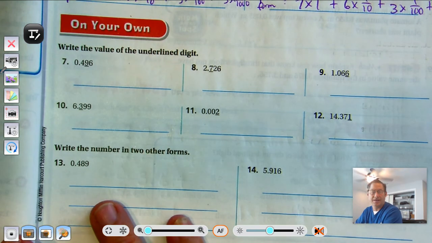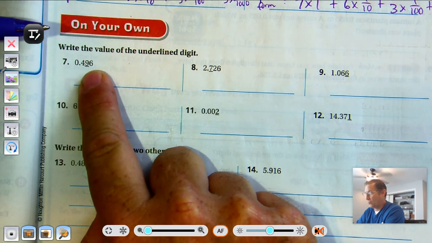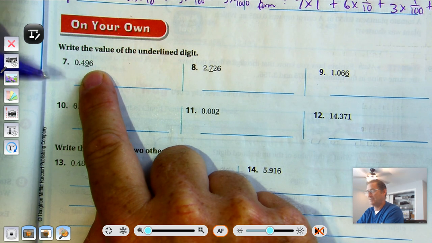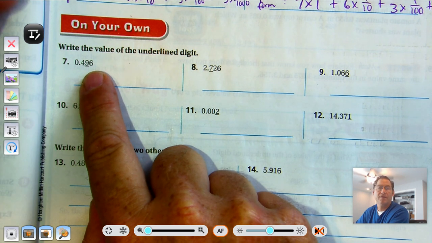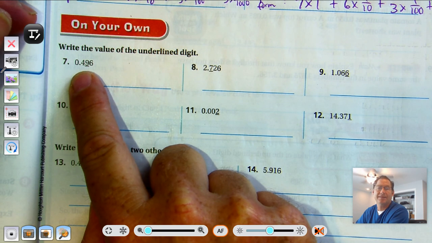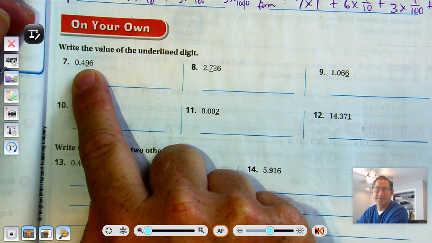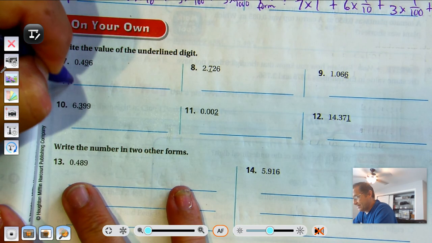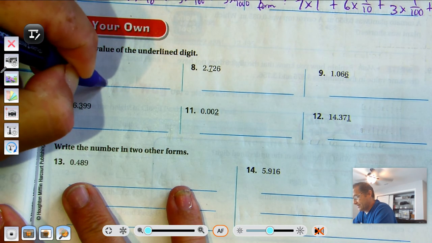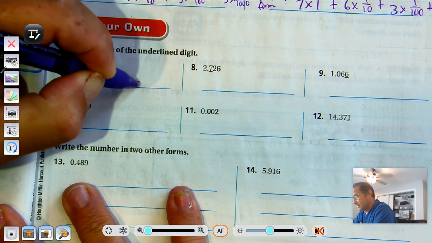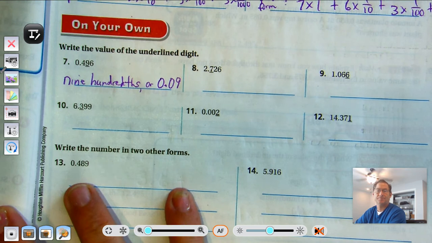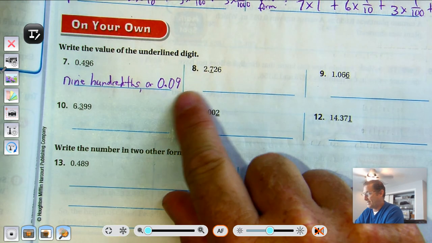All right, number 7. Write the value of the underlined digit. So we're in the tenths place. The 4 is in the tenths place. The 9 is in the hundredths place. The 6 is in the thousandths. So we have 9 hundredths or 0.09.